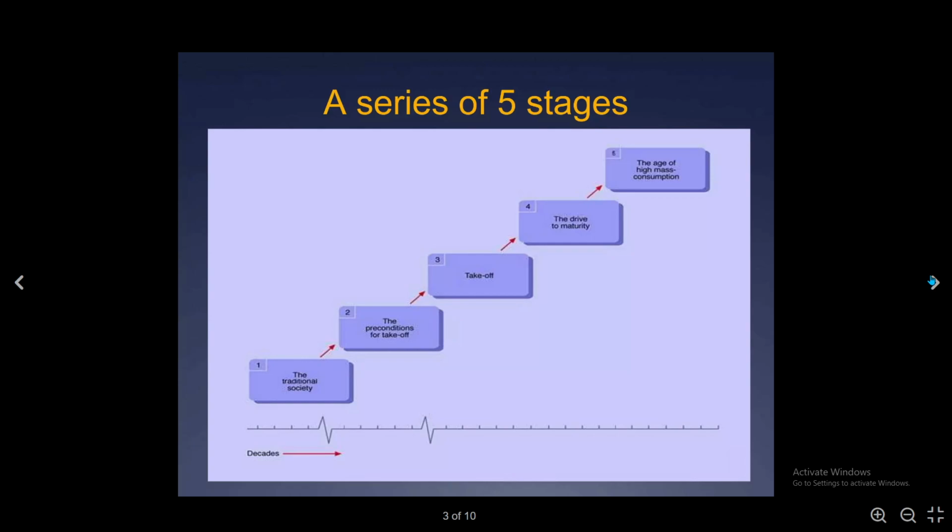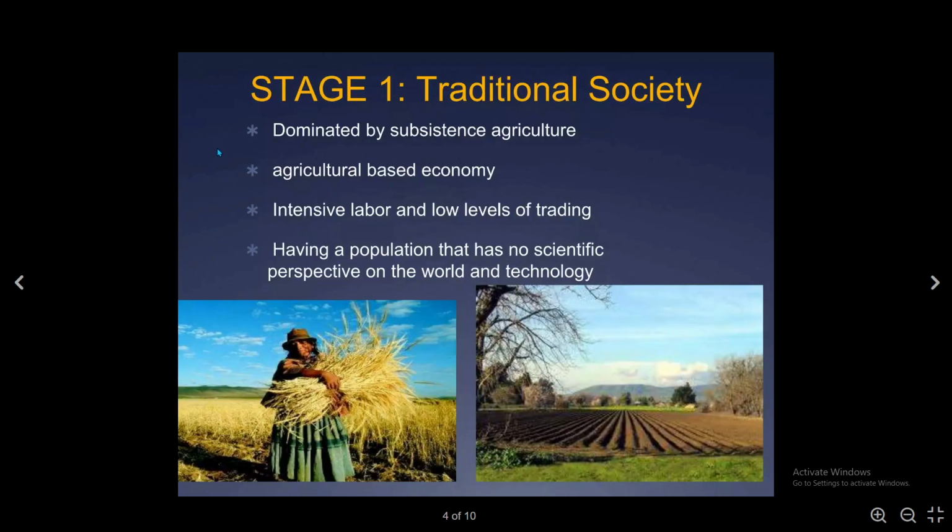So let's have a look at the first stage. Stage 1 is traditional society. It's dominated by subsistence agriculture. So agriculture where it's normally just enough to feed the population. It's not really used to sell globally to other countries. So they have an agricultural based economy.